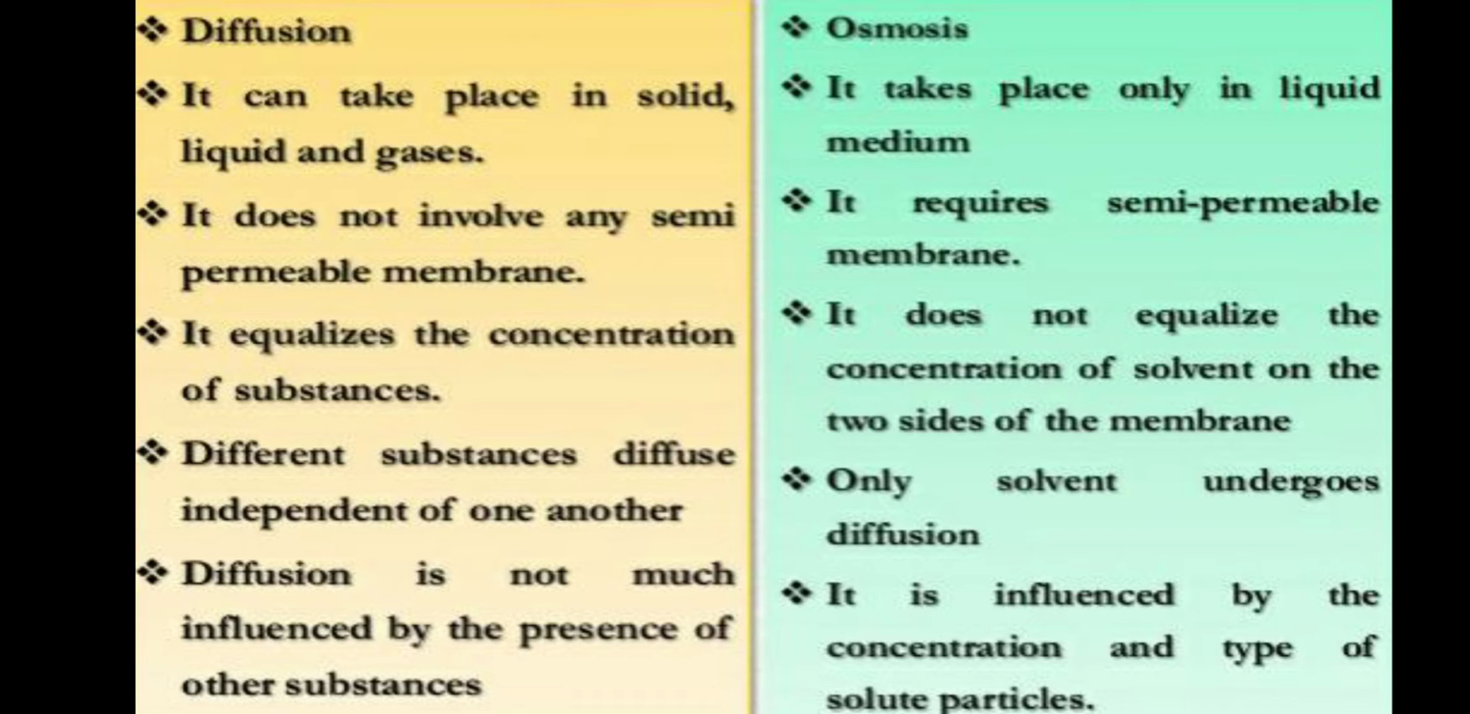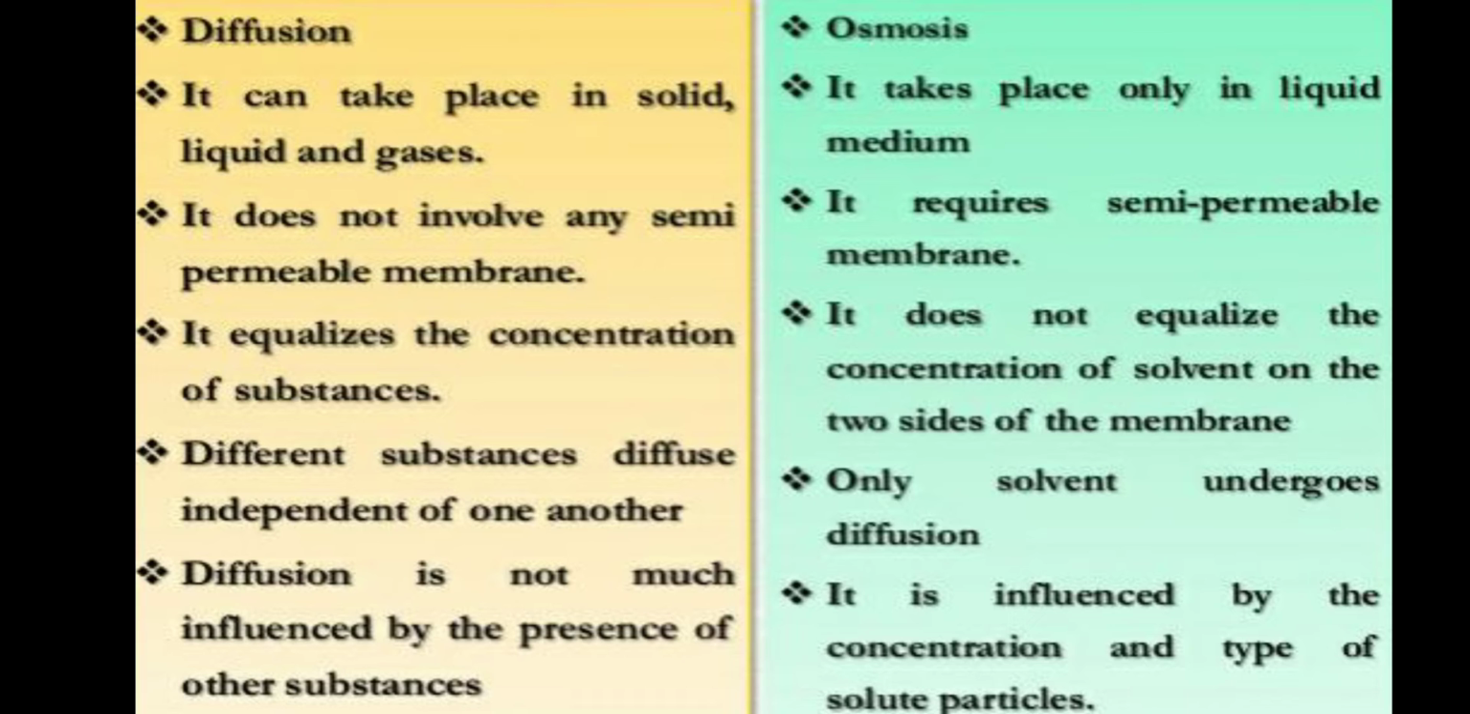So, in passive transport, we have already studied the definition of passive transport. One substance moves from high concentration to low concentration without using energy. Now, then what is the difference? The difference is osmosis requires a semi-permeable membrane.